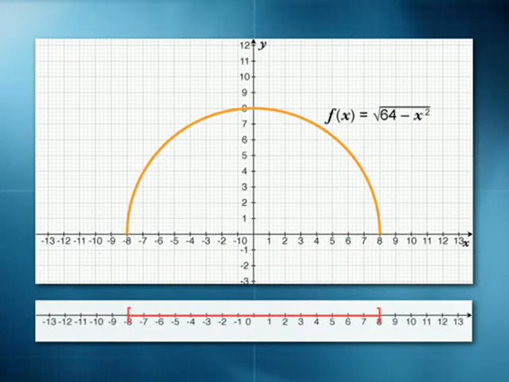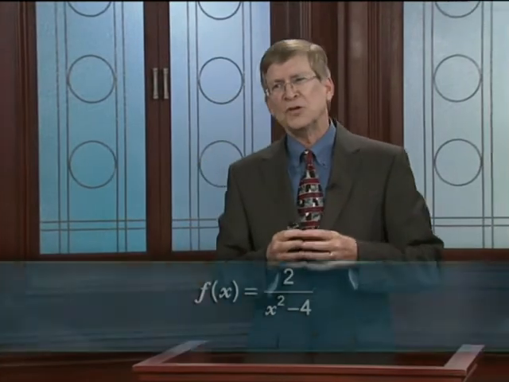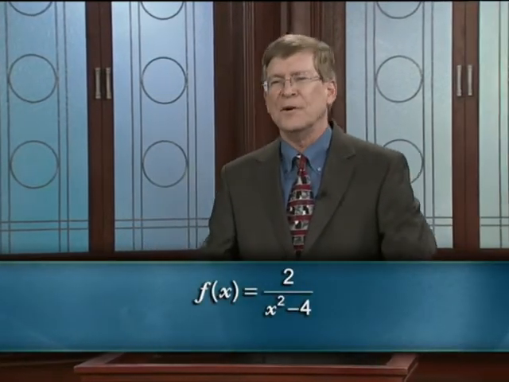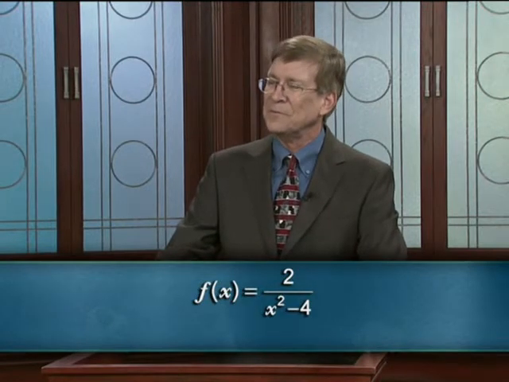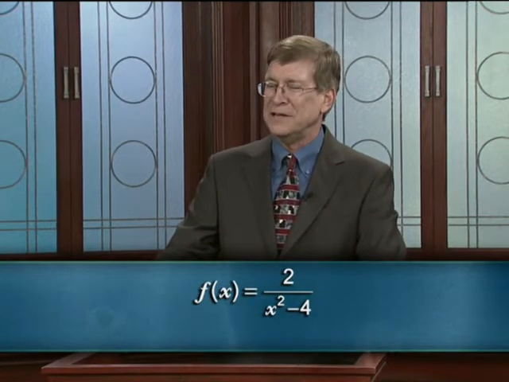Here's a picture of that function. It goes from minus 8 to 8, that's the domain, and down below I've indicated the domain on the number line. Do you recognize what that graph is? Right, that's a semicircle, and we'll talk about circles later on in this course. How about the domain of this function? 2 over x squared minus 4. That's a rational function, isn't it? What's its domain? Well, clearly x can't be 2 or minus 2.